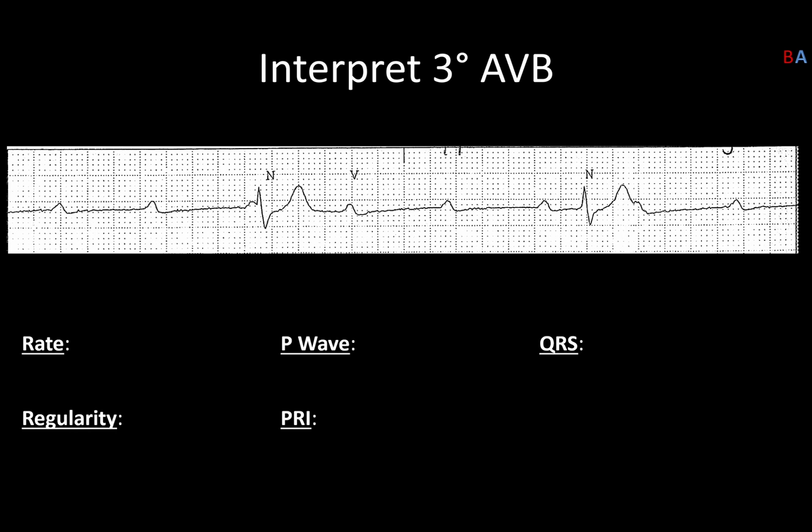Okay, more third degree heart block, and we'll do just like we have been before. And this again is a 6-second strip. We're going to be looking at both the atria and the ventricles. It is nice and regular. There's no pattern that we can really see, and there's no ectopic beats either.